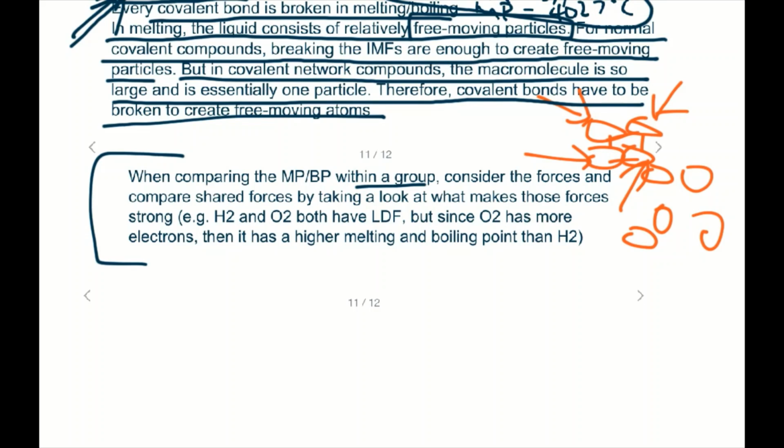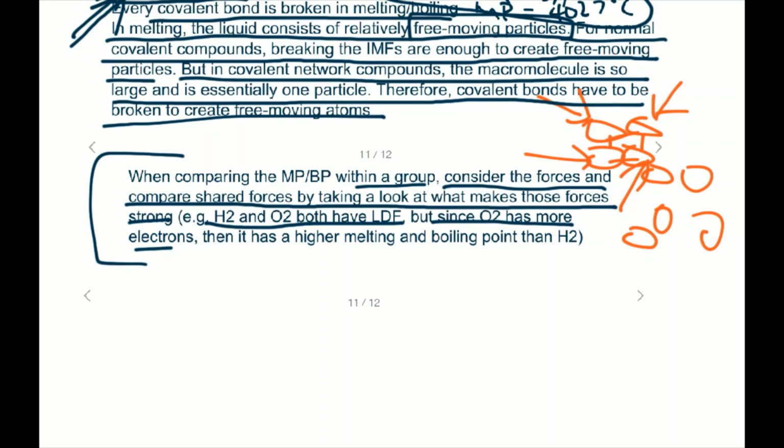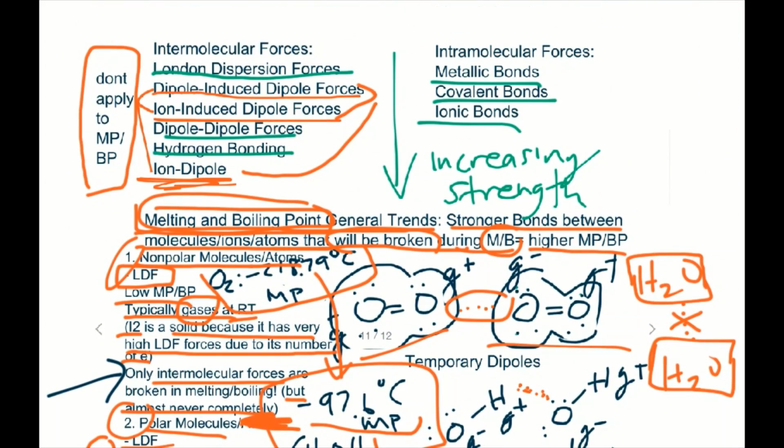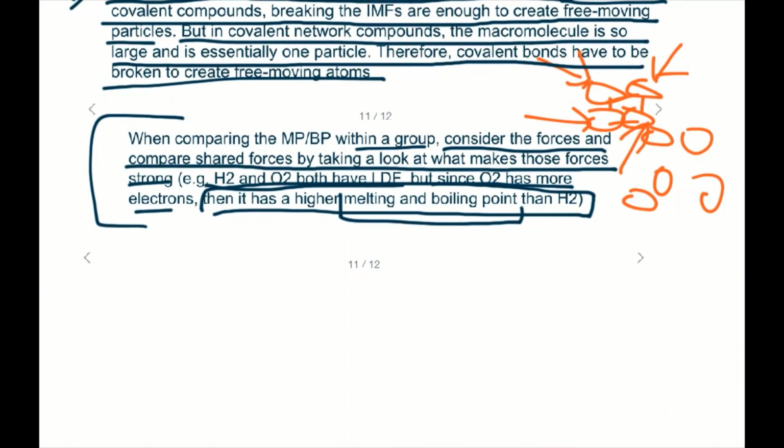Now let's talk about comparing melting point and boiling point within a group. When you compare melting and boiling point in a group, consider the forces and compare shared forces by taking a look at what makes those forces strong. For example, if we compare H2 and O2, they both have LDF, but we can compare the LDF of H2 and O2 and find that O2 actually has more electrons that are located farther from the nucleus, and because of that, it has a higher melting and boiling point than H2. And remember, you can consider melting and boiling point as following the same trend when it comes to these inter- and intramolecular forces. So that's all for this video.